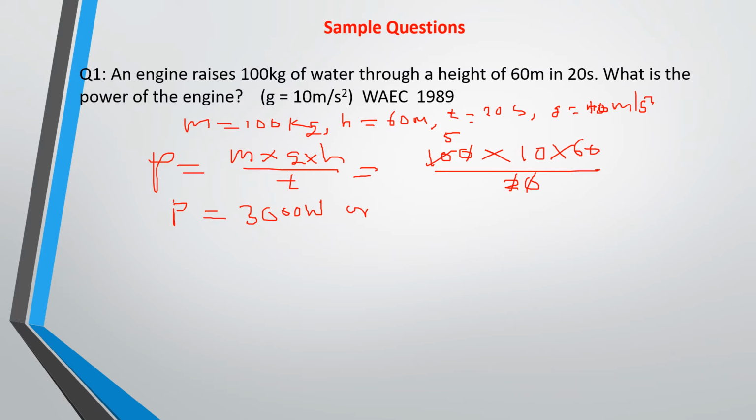or 3,000 joules per second, as the case may be, or 3 kilowatts. So simply, you had to apply this formula. Is that okay? We'll solve another problem right away.